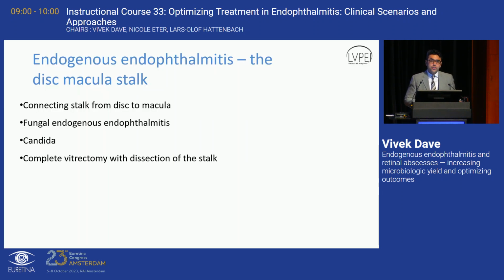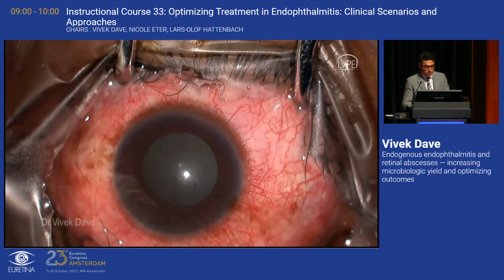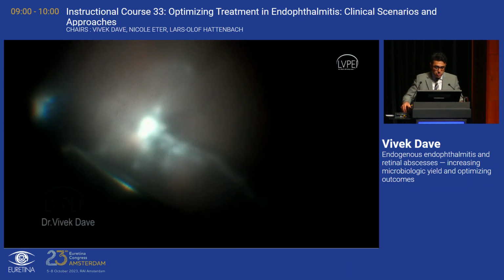A second unique situation that we often come across in our part of the world, fungal endophthalmitis, is not uncommon. In fact, 25 to 30% of all endophthalmitis that we see in India are fungus. We have this one subset which is Candida endophthalmitis, and there morphologically we on table tend to see a stalk which connects the disc to the area around the fovea or the central macula. So you will see that demonstration in this video.